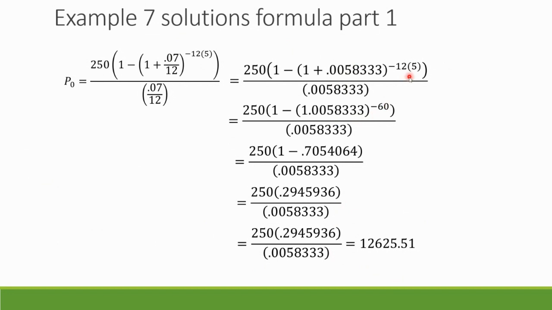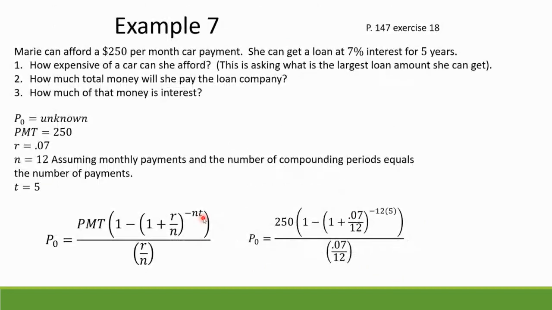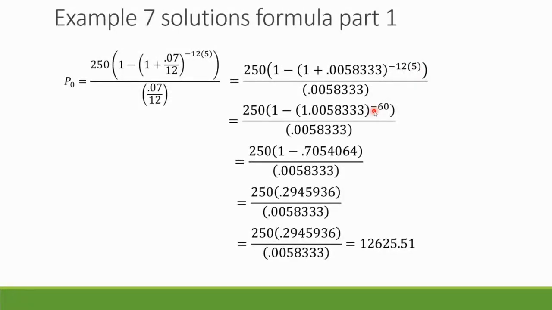We raise that to the negative 12 times 5, plugged in, n times t. 12 times 5, which is negative 60. We do that. That gives us this decimal here, using a calculator. And then we have 1 minus this number. Again, this is in parentheses, so we want to handle that first. That gives us this number. And then you just multiply and divide. So, once you calculate that, you end up getting this number. So this is the biggest loan she can afford, she can get.